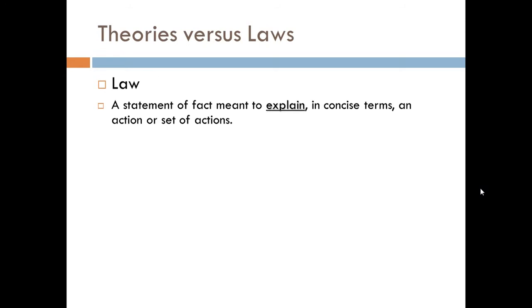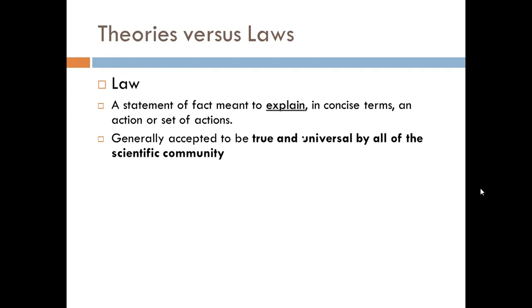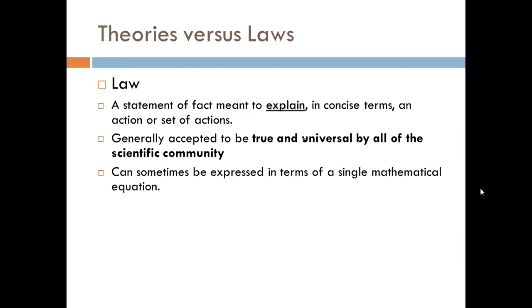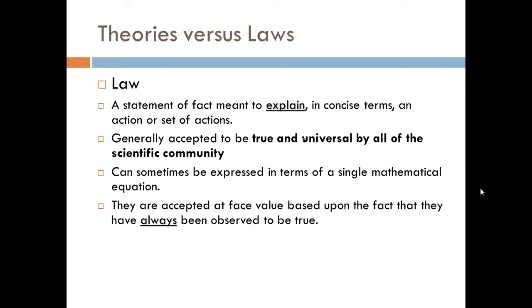A law, on the other hand, is a statement of fact meant to explain, in concise terms, an action or set of actions. These are generally accepted to be true and universal by all of the scientific community, so there's no debate about a law. A law is accepted to be true by everyone in the scientific community because it's never seen to be untrue. It can sometimes be expressed in terms of a single mathematical equation, so laws can sometimes come back down to math. When X, Y, or Z occurs, it always comes out this way when it's been measured. They're accepted at face value based upon the fact that they have always been observed to be true.